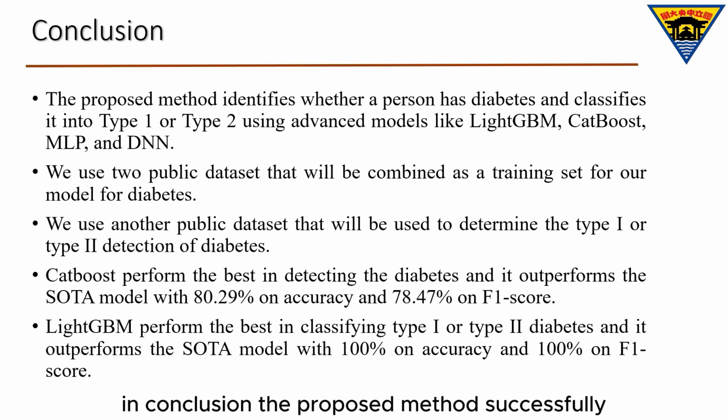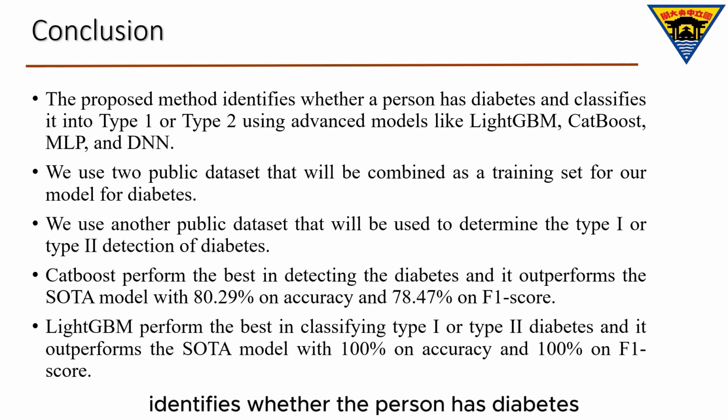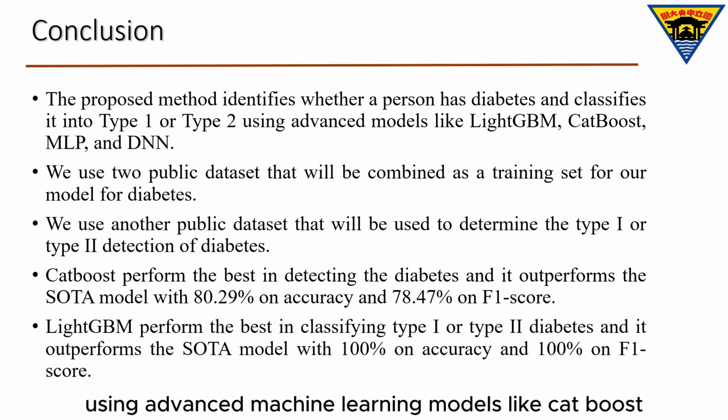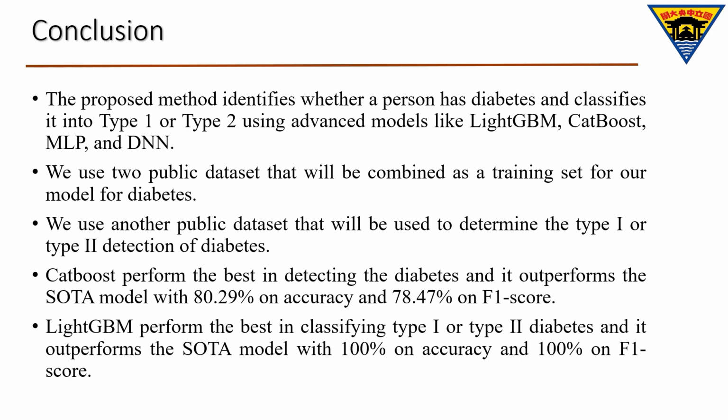In conclusion, the proposed method successfully identifies whether a person has diabetes and classifies it into type 1 or type 2 using advanced machine learning models like CatBoost and LightGBM.